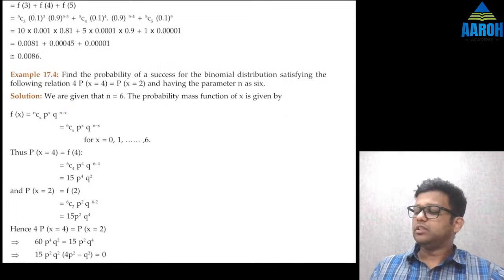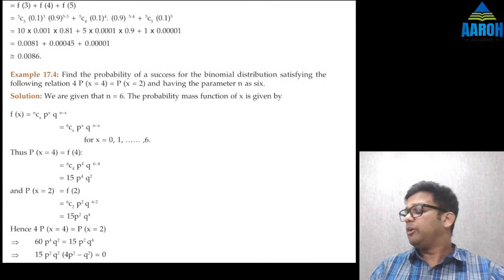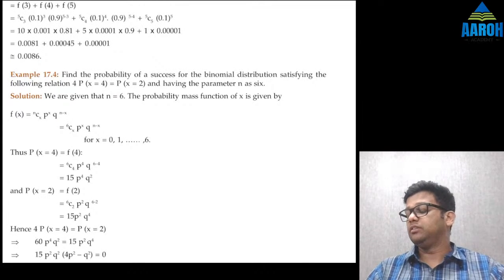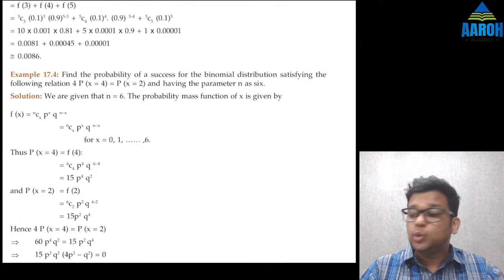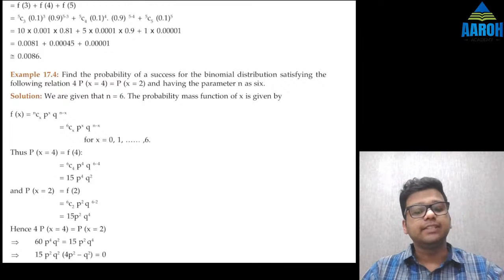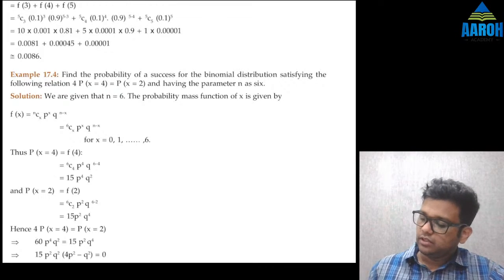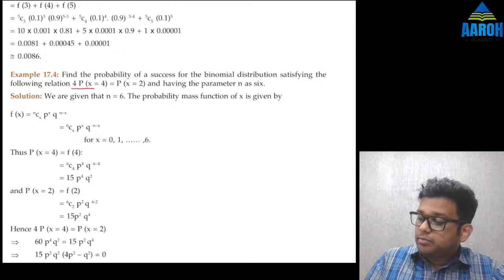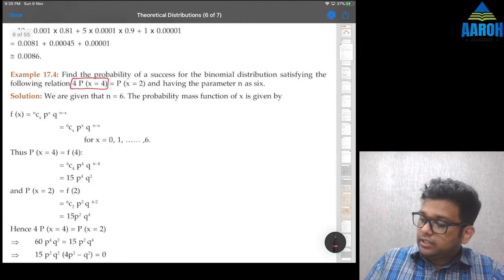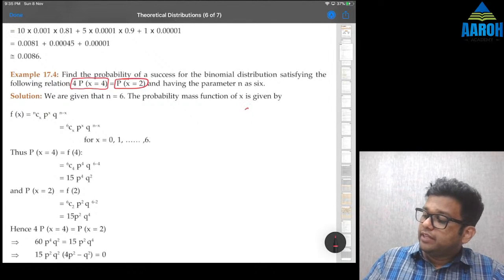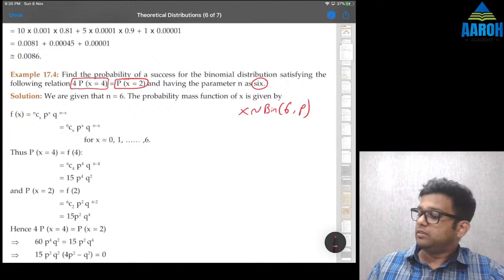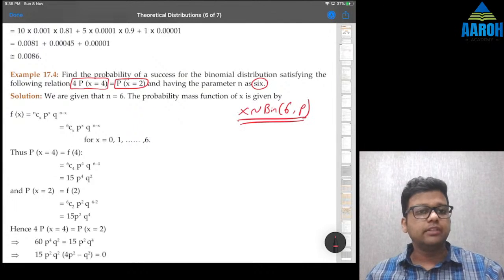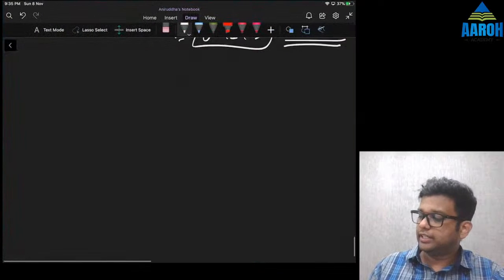Let's see. Find the probability of success for a binomial distribution satisfying the following relation. 4 times the probability that x is equal to 4 is equal to the probability that x is equal to 2, having parameter n as 6. They are saying that 4 times the probability that x is equal to 4 is equal to the probability that x is equal to 2, and they have given that this x follows binomial distribution with parameter n as 6 and p, we don't know, p we have to find.